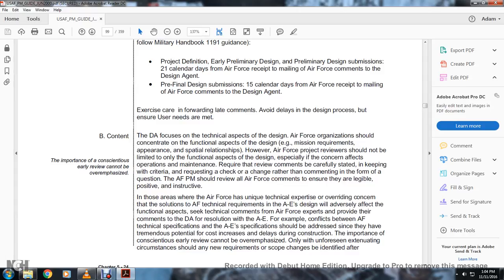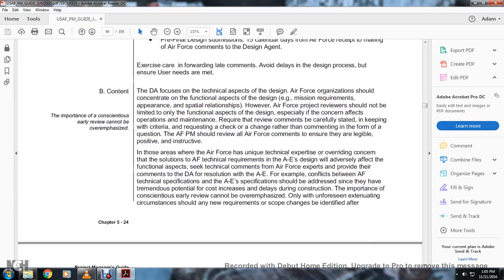The Air Force program manager reviews the Air Force management comments to ensure legible, positive instruction. In those areas where Air Force unique technical expertise overrides the concern of the solutions, Air Force technical requirements, or where architectural engineering design adversely affects the functional aspects, Air Force experts provide their technical comments. The DA resolution of architectural engineering conflicts with the Air Force technical specification should be addressed, since they have tremendous potential for cost increases and delays during construction.